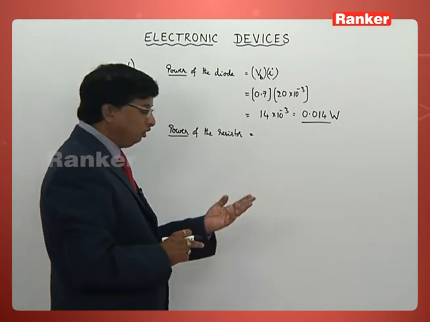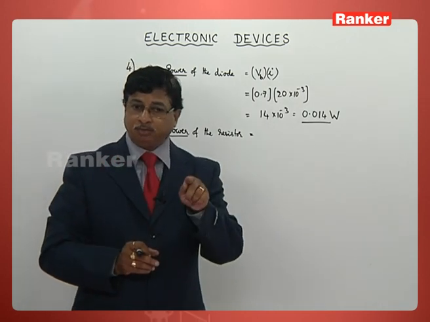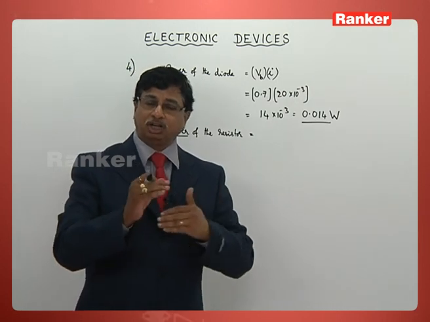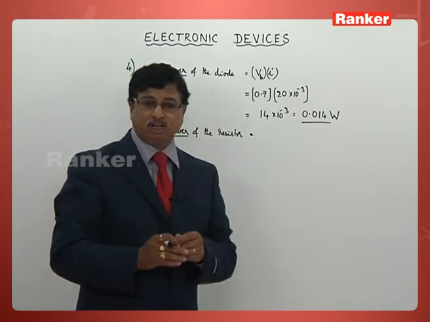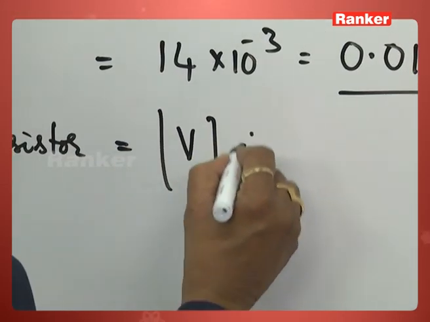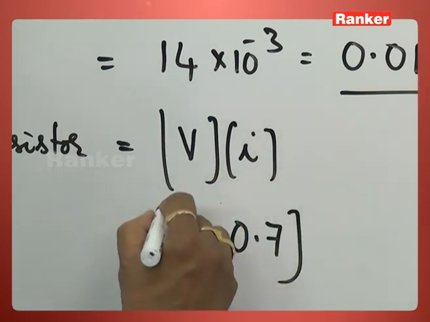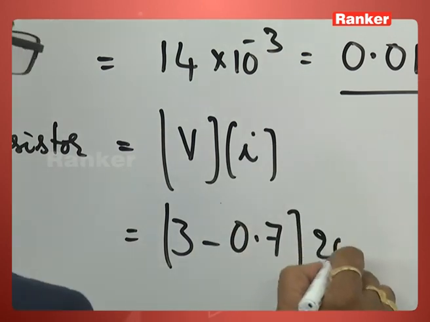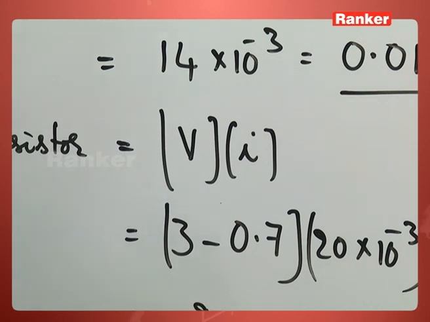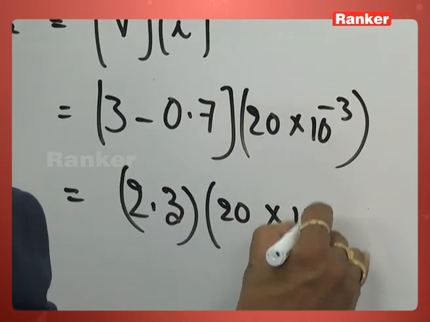You have been given 3 volt as the external PD applied, and 0.7 volt is given as the barrier potential. Then what will be the effective value of potential difference? The power is going to be V into I, no doubt. This V is to be taken as 3 minus 0.7, into the current, which is 20 into 10 power minus 3. This is going to be 2.3 into 20 into 10 power minus 3.